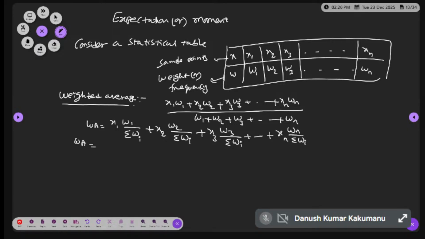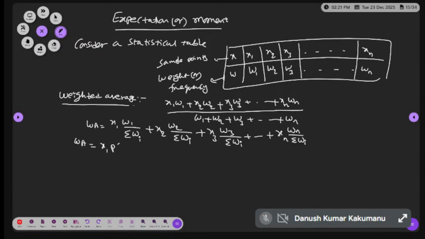What is the weighted average here? x1 into what is omega 1 by sigma omega i? Omega 1 is what? Omega 1 is the favorable to x1. Favorable to x1 by total. This is total. Favorable by total is what? All of you know, probability. Just what is the table here? Consider a statistical data, expectation concept. These are the sample points and these are all the weights, weighted average. Weighted average we are converting into the probability.